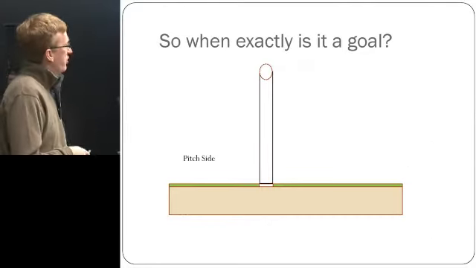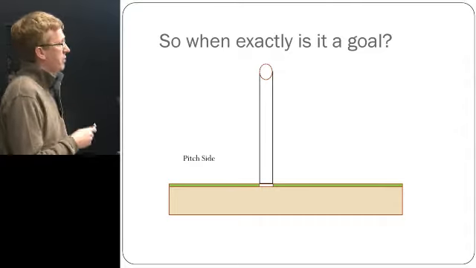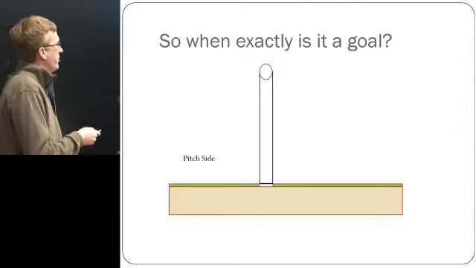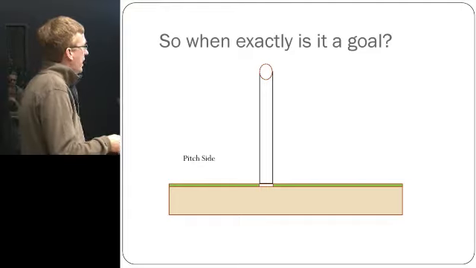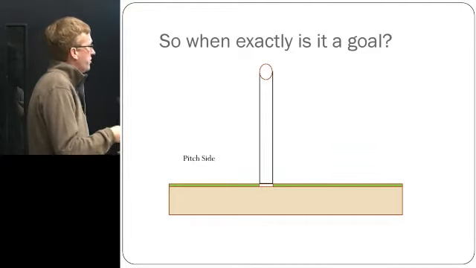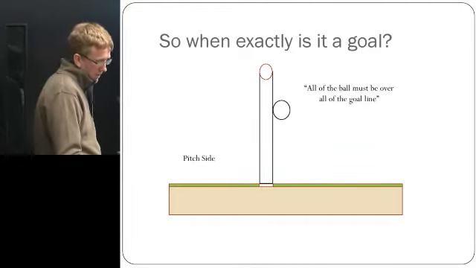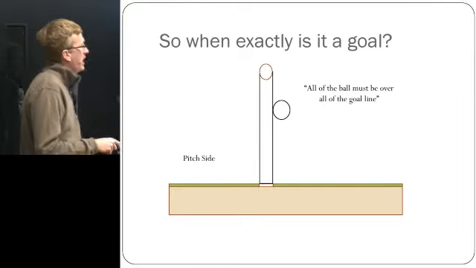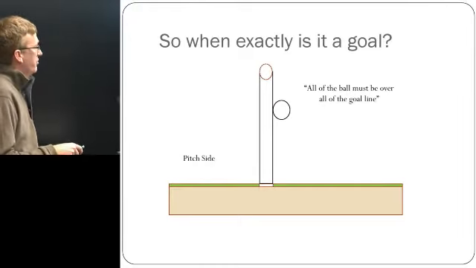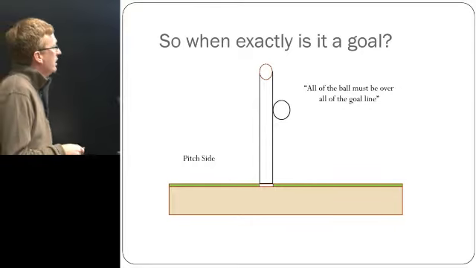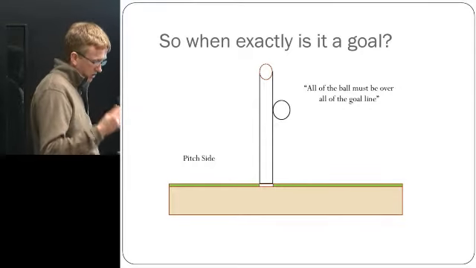So we'll look at these technologies, but this might sound like a stupid question: when is it actually a goal? So here's my little schematic of the goal. There's the ground, here's the goal, here's the pitch side. So when is it a goal? Well, as the rules of the game say, it's when all of the ball is over all of the line. So here's my little schematic with the ball over the line.